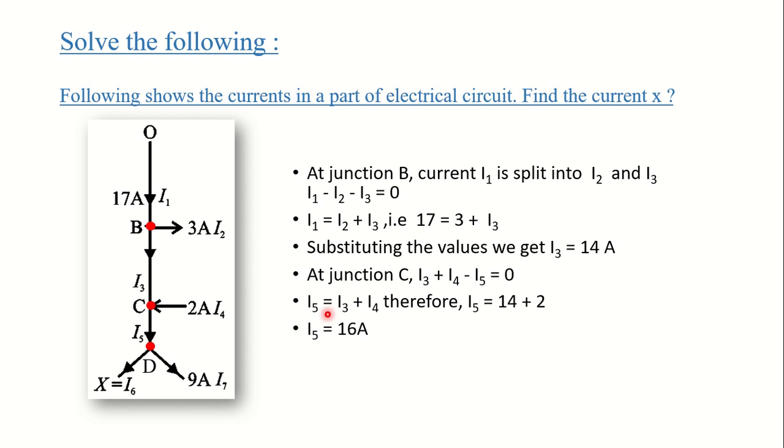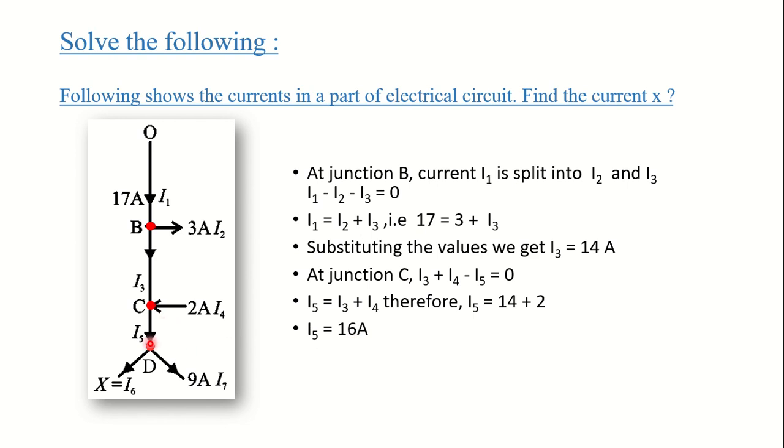Now the negative term can be taken to the right hand side. So you will get I5 is equal to I3 plus I4, or I5 will be equal to 14 plus 2, because we have got the value of I3 as 14 amperes and I4 is already given as 2 amperes. So the total comes out to be 16 amperes.